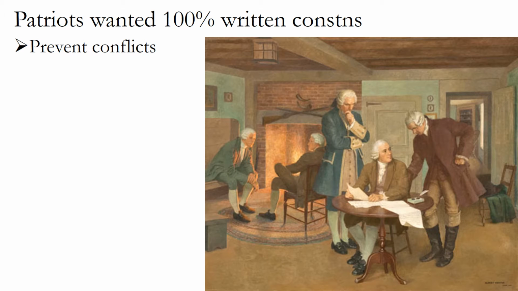Consequently, the Patriots, as they're setting up the United States, wanted to have constitutions that were 100% written. By the way, this is an abbreviation that I use for Constitution, because Constitution is a long word to write over and over again in your notes. Anyhow, Patriots believed that having everything down in writing would prevent these misunderstandings, prevent these conflicts. Also, entirely written constitutions were a popular new idea from Enlightenment philosophers.